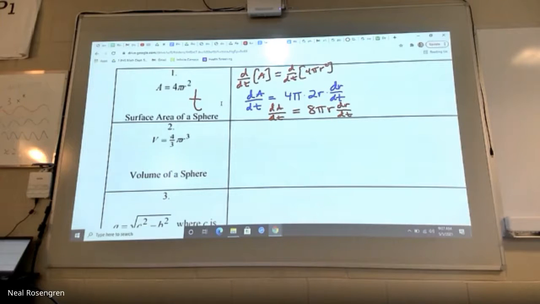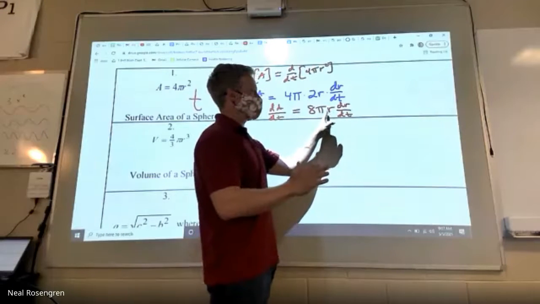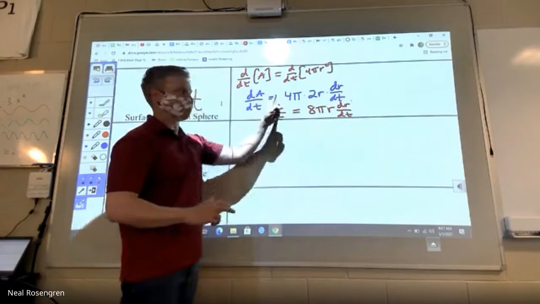And vice versa. If I want to know how fast the radius is changing, I need to know what the radius is at that moment in time. So this is pause time, tell me what the radius is. This is how fast the radius is changing. This is how fast the area is changing.